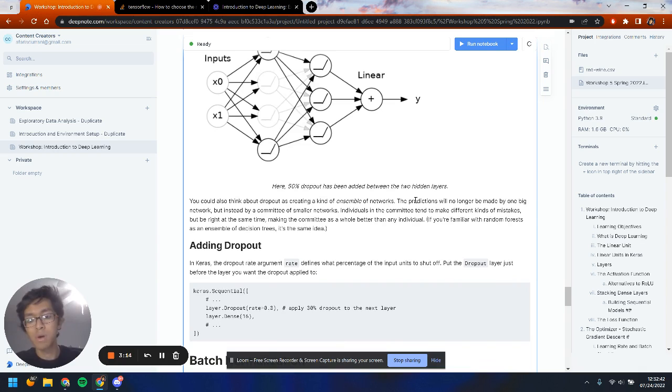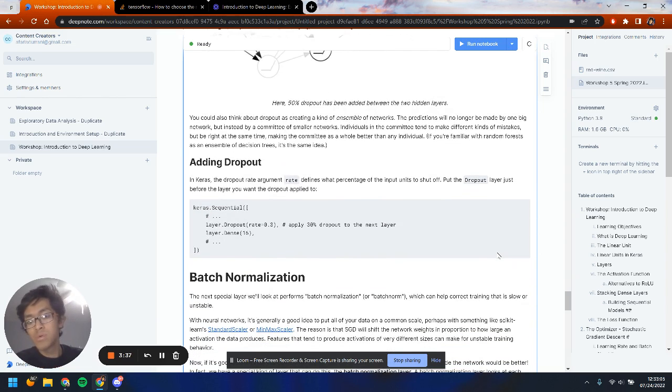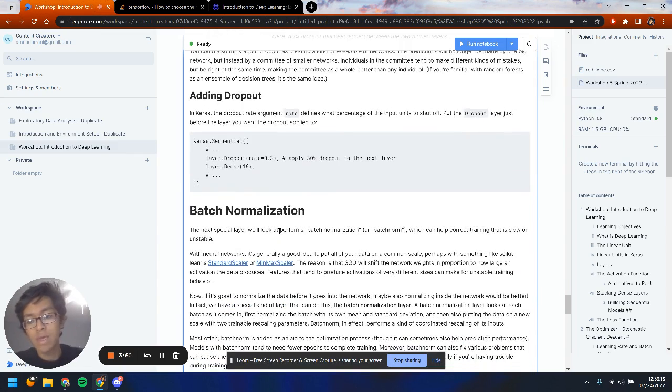So you can think of dropout as a kind of ensemble of networks. The predictions will no longer be made by one big network, but instead by a committee of smaller networks, individuals who tend to make some kind of mistake, but together they form a more powerful entity that will give you the general pattern that you want. So in order for you to add a dropout to your layer, you simply add a layer.Dropout with rate equal to 0.3, meaning a 30% dropout in the next layer. So that is how you add a dropout to a layer.